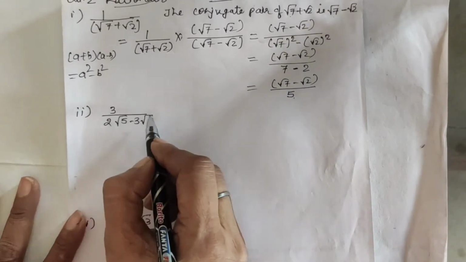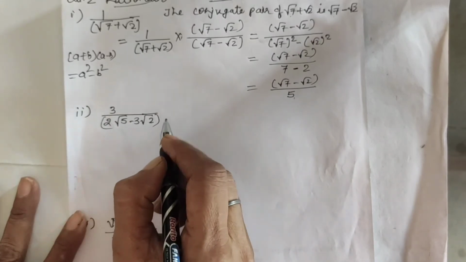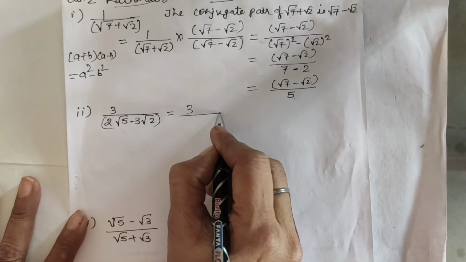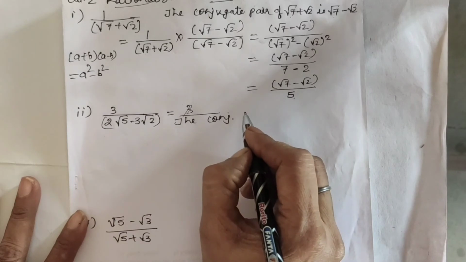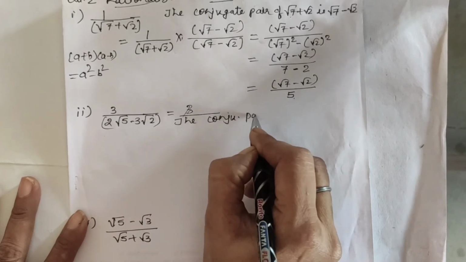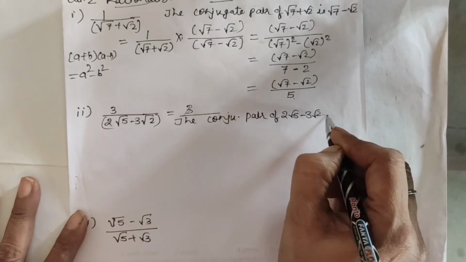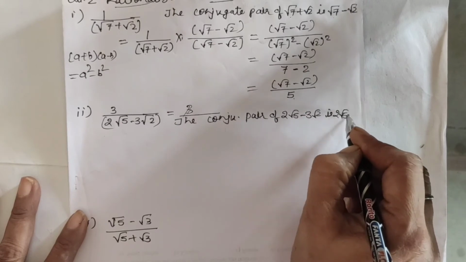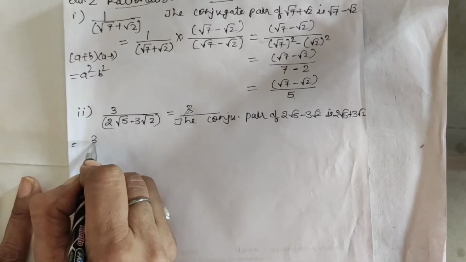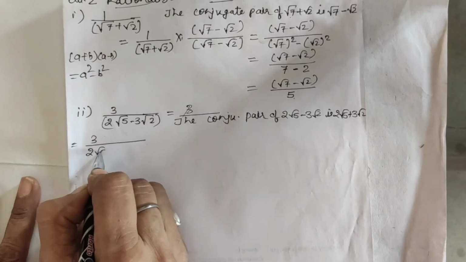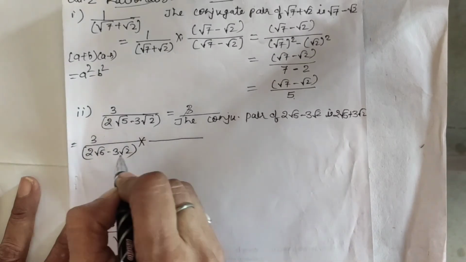Second, again just like that, as it's a binomial surd, take a bracket. Now in the same way, you first have to write down the conjugate pair of the denominator. The denominator is 2 root 5 minus 3 root 2, so its conjugate is 2 root 5 plus 3 root 2. Change the sign. Okay, now let's start. Write the given number as it is. Now multiply numerator and denominator by its conjugate pair.